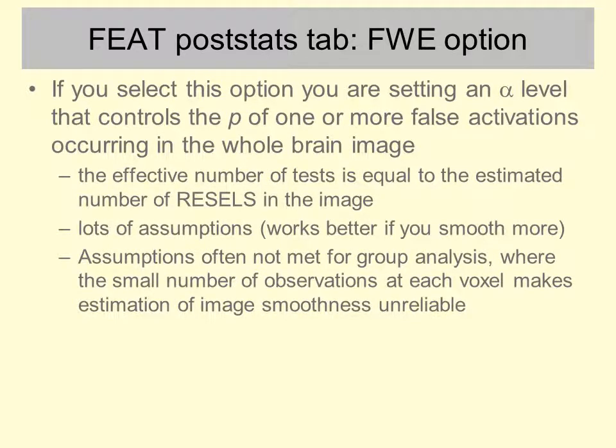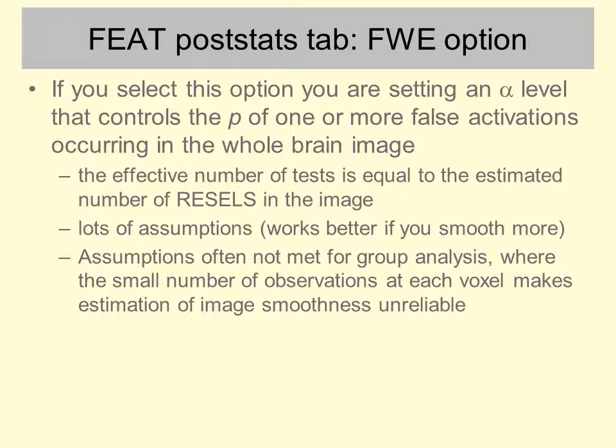If you select this option, you are setting the alpha level that controls the probability of one or more false activations occurring in the whole brain image. So the value you set there is the probability that you accept of there being one or more false activations in the image. What you're doing is controlling for a number of tests which is effectively equal to the estimated number of resels in the image. Works better when the images are smoother.